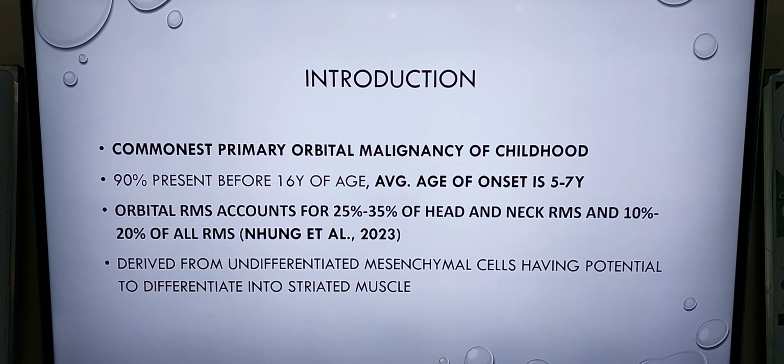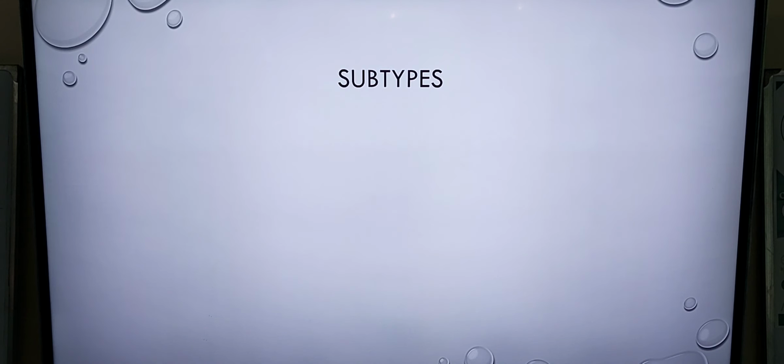Basically, they are derived from undifferentiated mesenchymal cells or embryonic cells having potential to differentiate into striated muscles in the future. Some association has been found with the retinoblastoma 1 gene. There are several subtypes of this tumor.